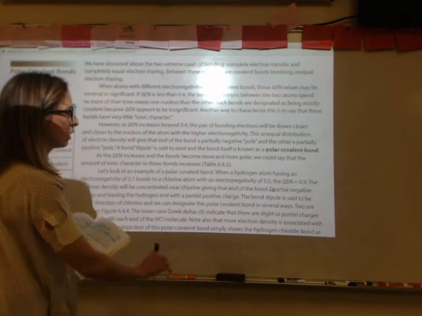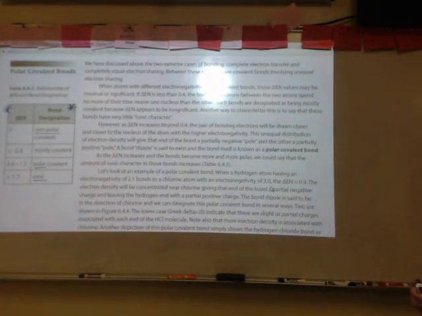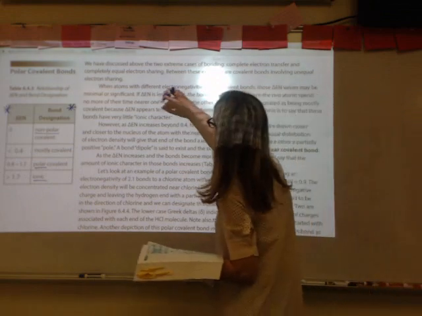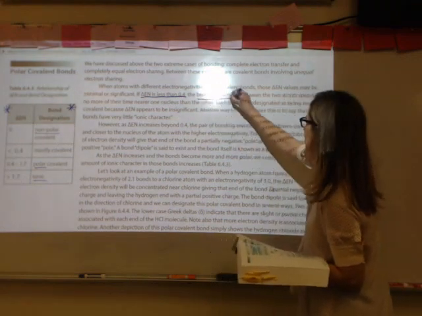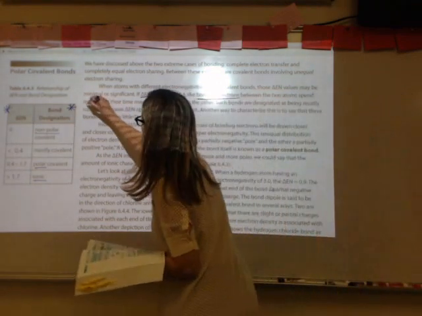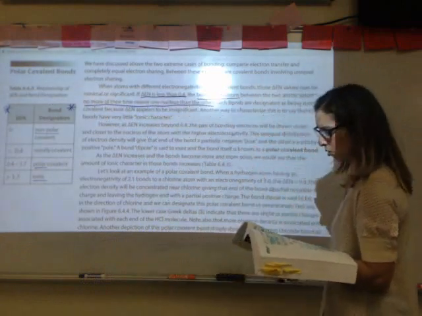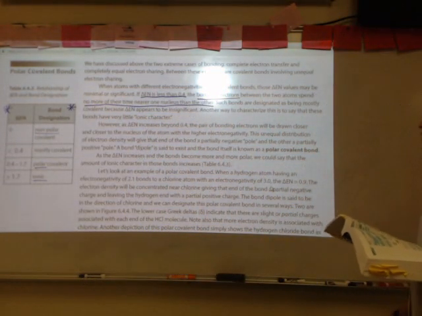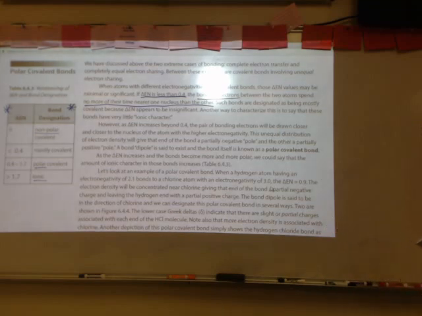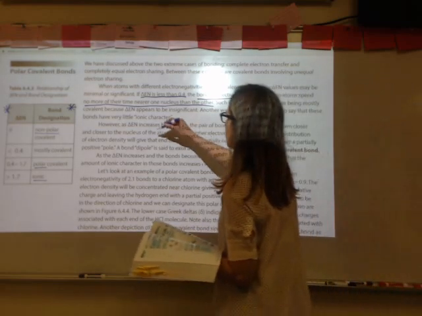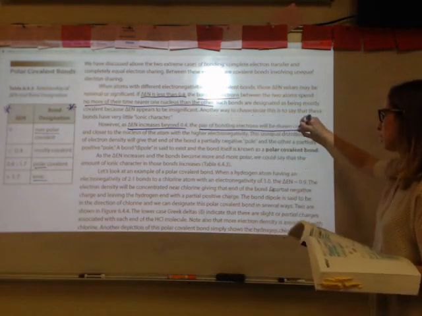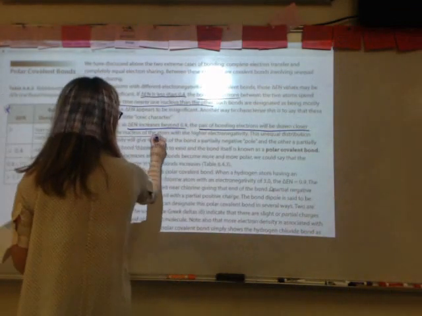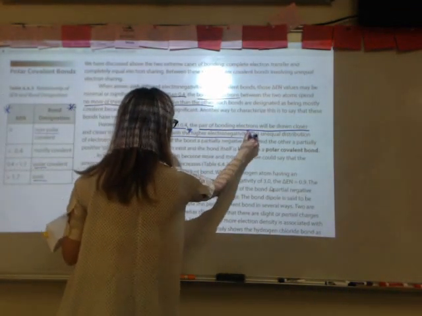They've given you a summary and the reading of what these differences in electronegativity mean. For instance, if the difference in electronegativity is less than 0.4, that means the bonding electrons between the two atoms spend no more of their time near one nucleus than the other. And such bonds are considered mostly covalent because the difference in electronegativity is pretty insignificant. Also, if you have a difference in electronegativity beyond 0.4, the pair of bonding electrons is going to be drawn closer to the nucleus of the atom with the higher electronegativity.